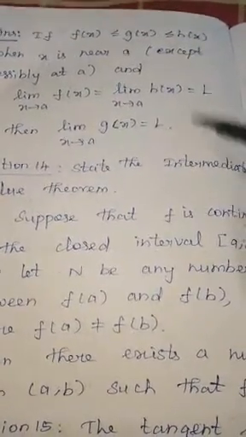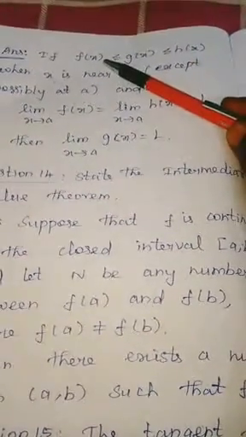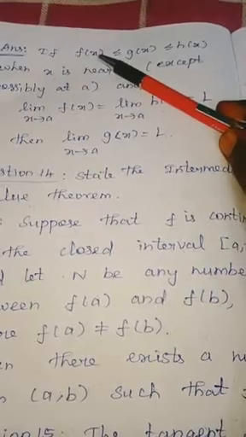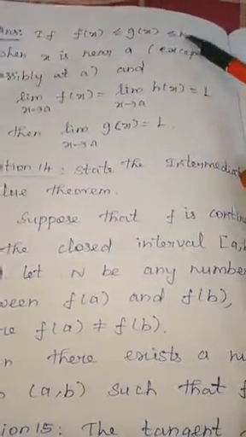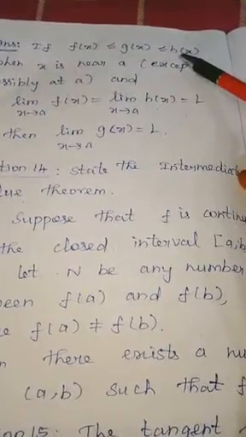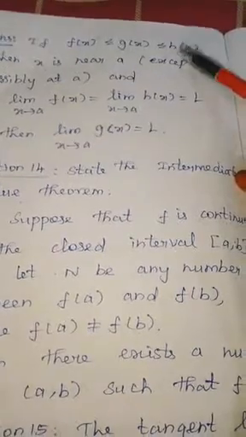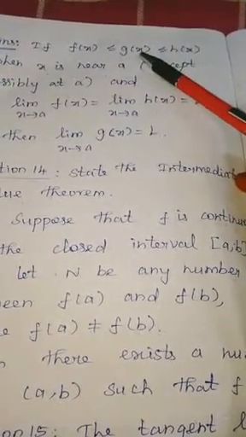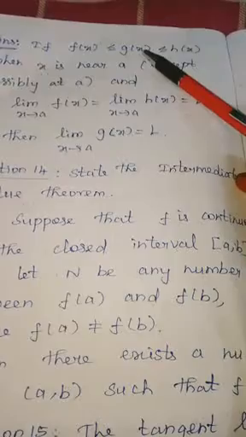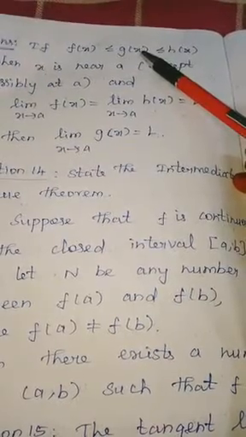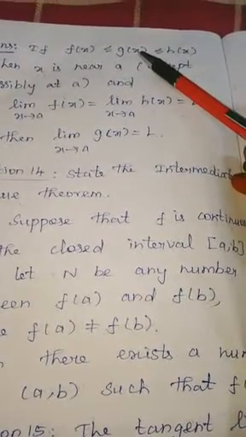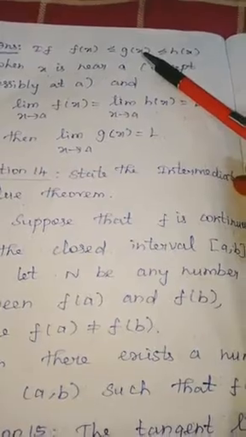to capital L. இந்த லிமிட் அதாவது லெஃப்ட் சைடில் இருக்க ஃபங்க்ஷனோட லிமிட் கேபிட்டல் எல், அதே மாதிரி ரைட் சைடில் இருக்க ஃபங்க்ஷனோட லிமிட்டும் கேபிட்டல் எல்லாக இருந்ததுன்னா சென்டரில் இருக்கக்கூடிய ஃபங்க்ஷனோட லிமிட்டும் கேபிட்டல் எல்லாக இருக்கும். இதுதான் சாண்ட்விச் தியரம் ஆர் ஸ்குவீஸ் தியரம் ஆர் பிஞ்சிங் தியரத்தோட ஸ்டேட்மெண்ட்.